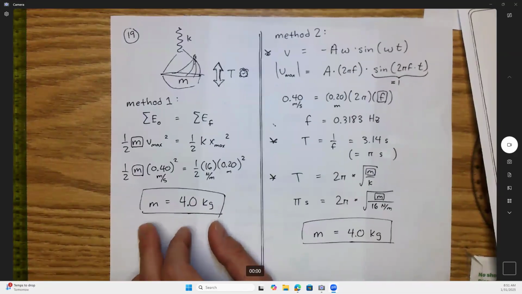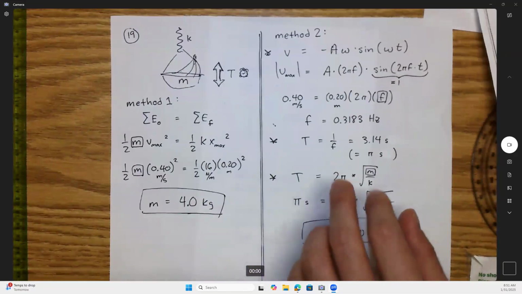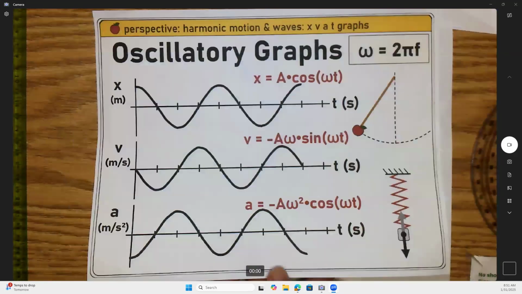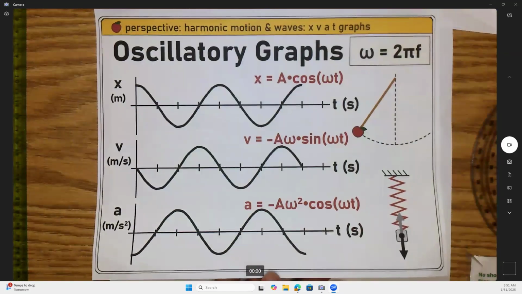Method two to solve this is you could think about these graphs. You guys remember these oscillatory graphs? Okay.